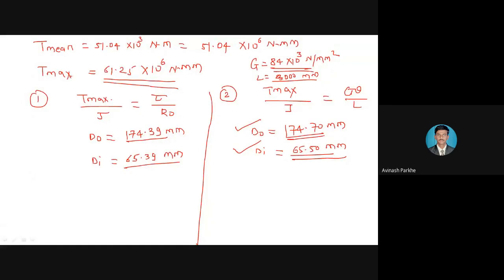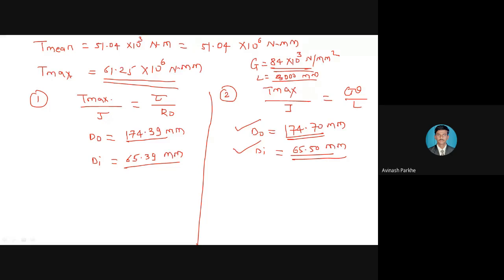A direct statement is given. If such types of statements are not given, you can say that T is equal to Tmax is equal to T mean. Whatever torque you have calculated from the power formula, the same torque we have to use for the torsion formula during the diameter calculation. Therefore, it is also necessary to read the statement carefully.